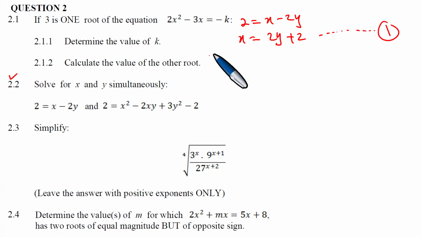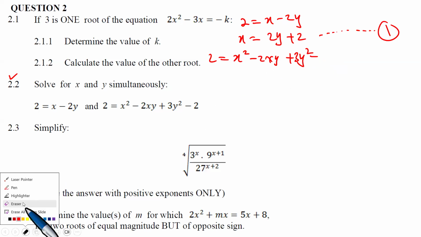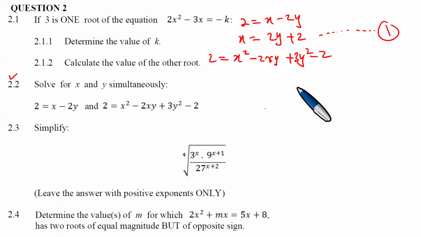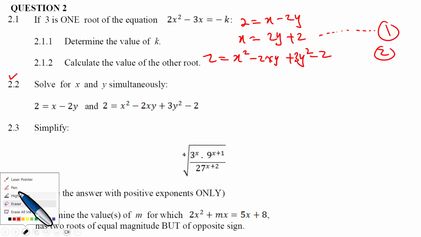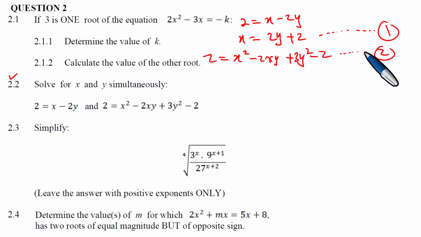And we have another equation, which is exactly 2 equals x squared minus 2xy plus 3y squared minus 2. Like this. Okay, so what do we do now? We call this one the second equation. And once this has been done, we do simultaneous. I know that you guys love simultaneous, so I'm not going to waste a lot of time with this one.